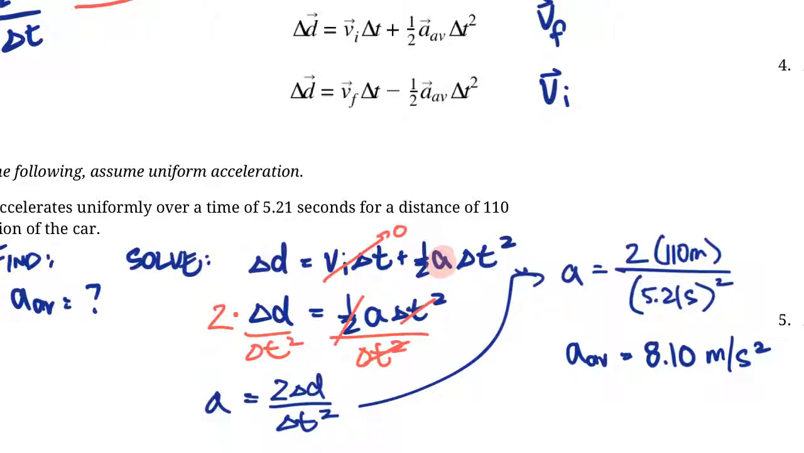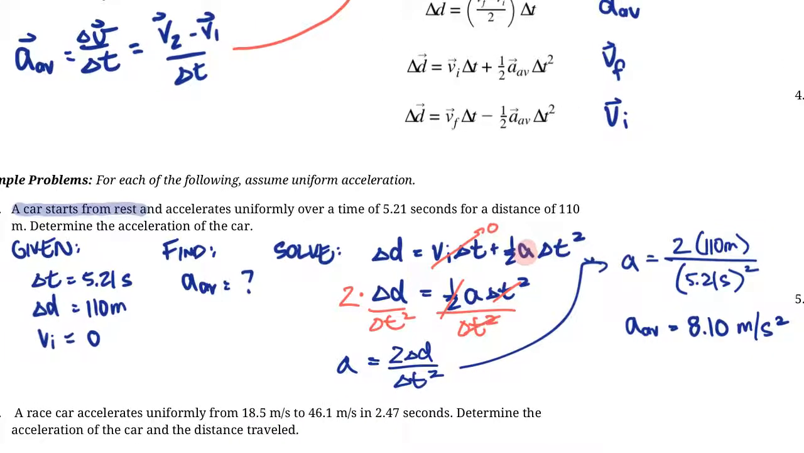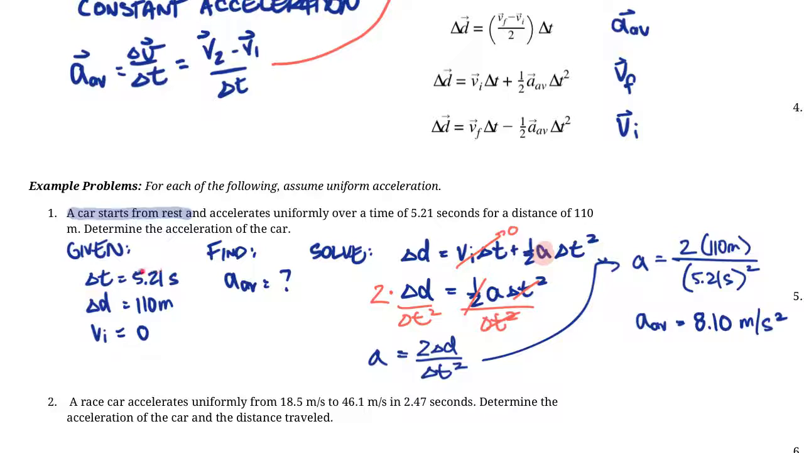So that's the answer. I'm just looking at significant digits here. Let's double check that we did that okay. It looks like the significant digits in our question are 3 significant digits here and probably 3 significant digits here. So it makes sense that our final answer is in 3 significant digits. So the average acceleration is 8.1 meters per second squared.